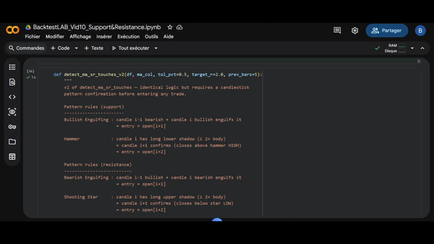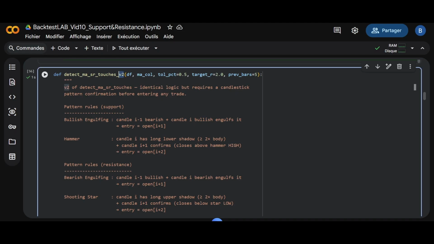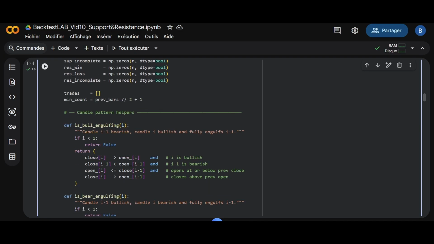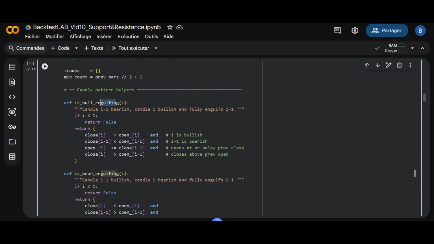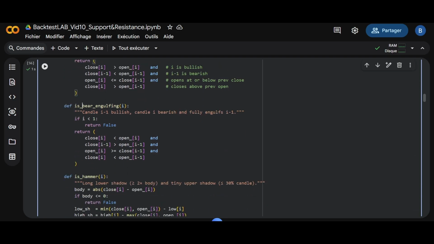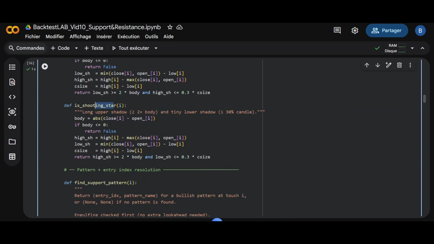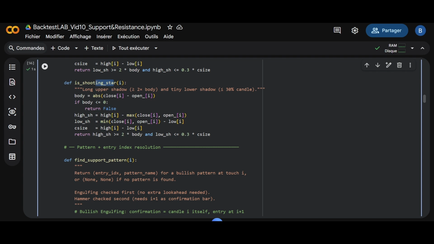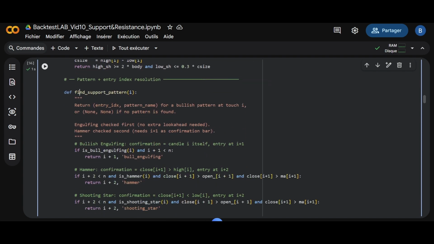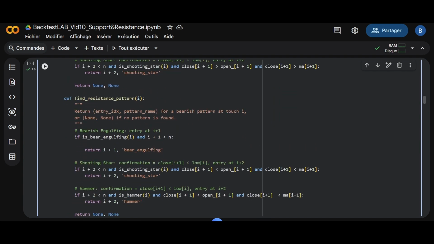This second version is going to be the same as the oldest one. However, we are adding extra conditions. So we are adding if it is a bullish engulfing. So this is how I verify the conditions. If you don't agree with these conditions, you can change them here. We are using the same thing for bearish engulfing. We are coding also if we have a hammer, if we have a shooting star. And basically having these extra conditions will tell us if it is a support or if it is a resistance.